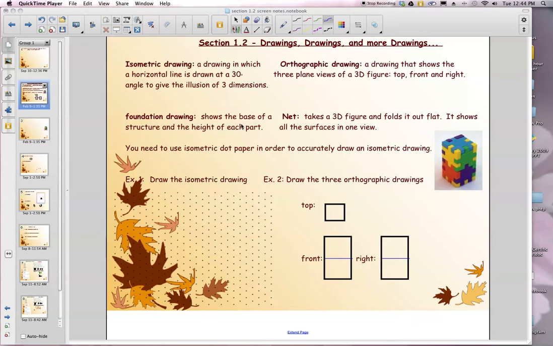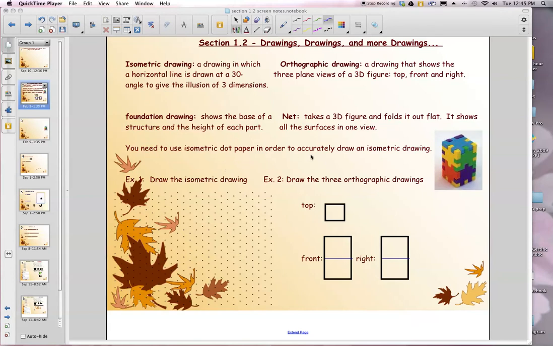You give its height. The last one is a net, which most of you should have at least heard of before, if not used. A net is where you take a 3D object and you open it up, kind of like you peel a banana and open the peeling out flat. That's what you would do here. So you'd peel apart the sides until it went flat. They stay connected, but they fold out flat. And with that one, you get to see all the surfaces in one view. That's the pro to a net.